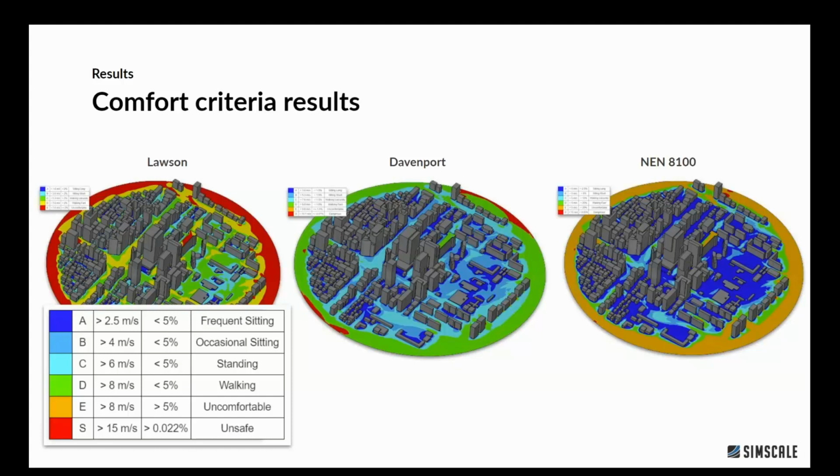So what we want to decide is, for most of our city, where our pedestrians are going to be, is it suitable for whatever they are going to be doing? So if we have, for example, a cafe, we really want to make sure we're in the A band, where frequent sitting is totally okay. If it's a pavement, the wind speed can be higher, right? So we can move up towards standing and walking.